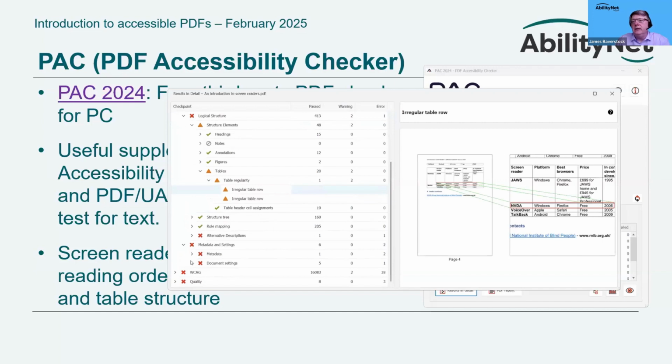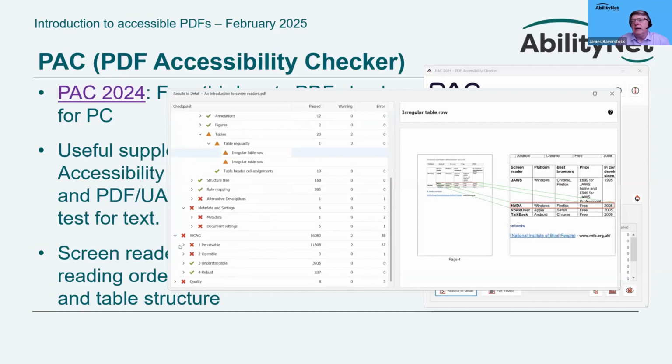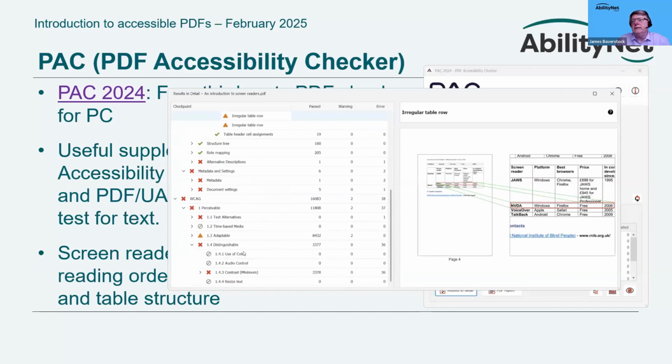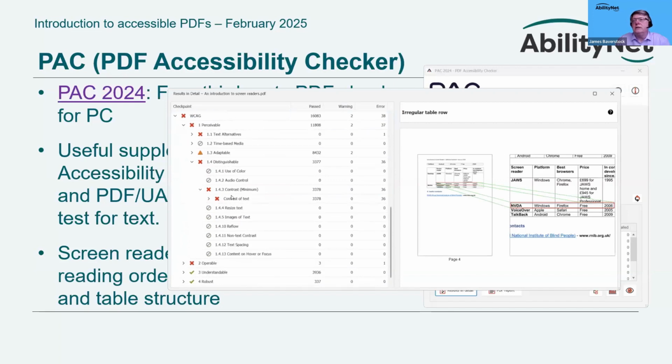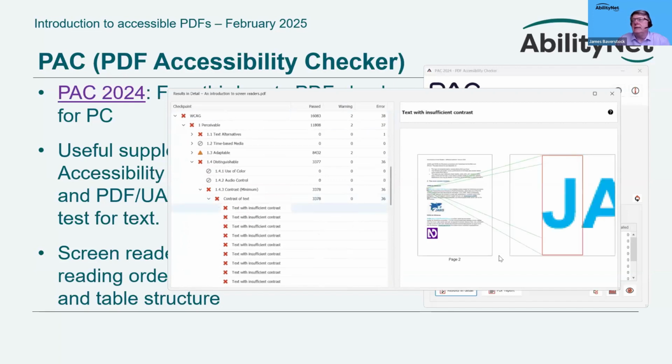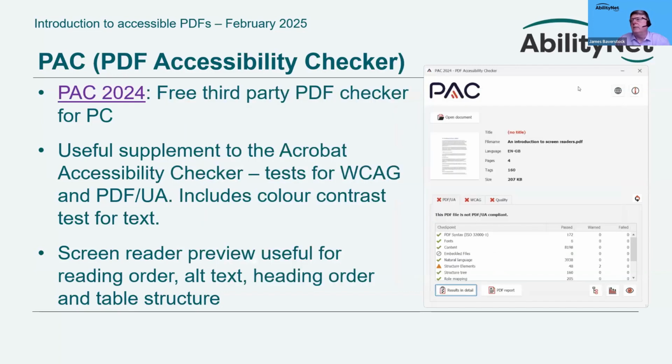And notably, if we go down to the WCAG guidelines, it also provides a contrast check. So I have some text that has insufficient contrast, some light blue text here, and the PAC checker usefully is picking up text contrast errors, which would not be picked up within the Acrobat checker. So it's useful as a supplemental check for that reason.